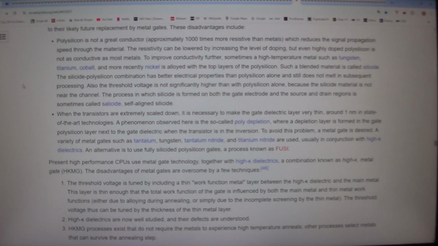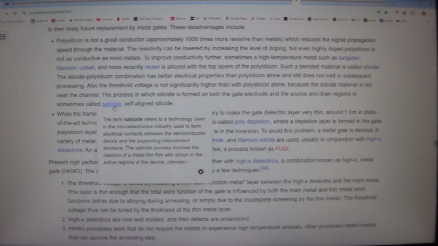Also, the threshold voltage is not significantly higher than with polysilicon alone, because the silicide material is not near the channel. The process in which silicide is formed on both the gate electrode and the source and drain regions is sometimes called salicide, self-aligned silicide.